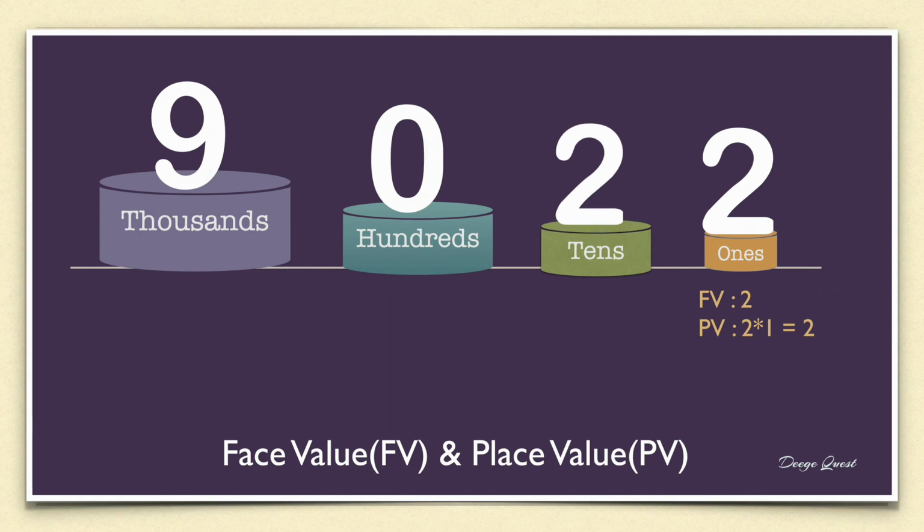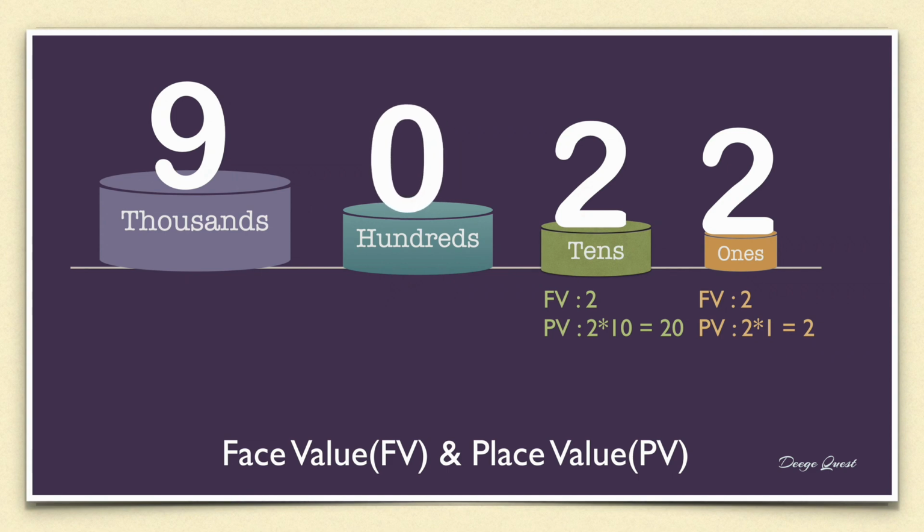Now the next digit is also 2, but it is in the tens place. Face value does not change with the position. We know that already, right? So the face value of 2 is 2 only, and the place value of 2 is 2 multiplied by the unit of tens place. So it will be 2 times 10, which is equal to 20.